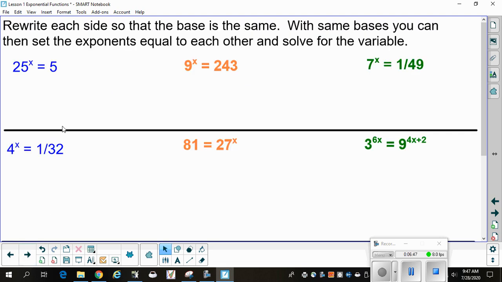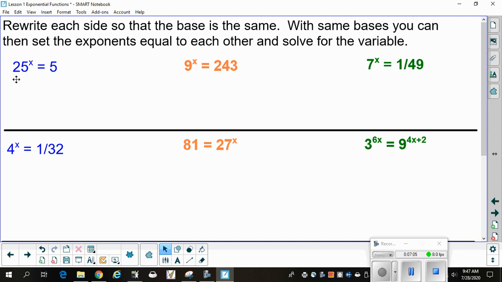Now, there are 9 problems on your paper that you need to rewrite each side so that the base is the same. With the same bases, you can then set the exponents equal to each other and solve for the variable. Let's look at these first 3, and then I'm going to have you try the next 6 just on your own.